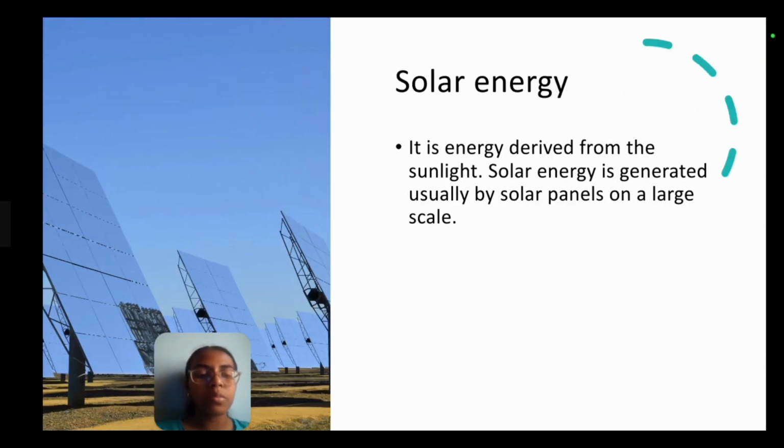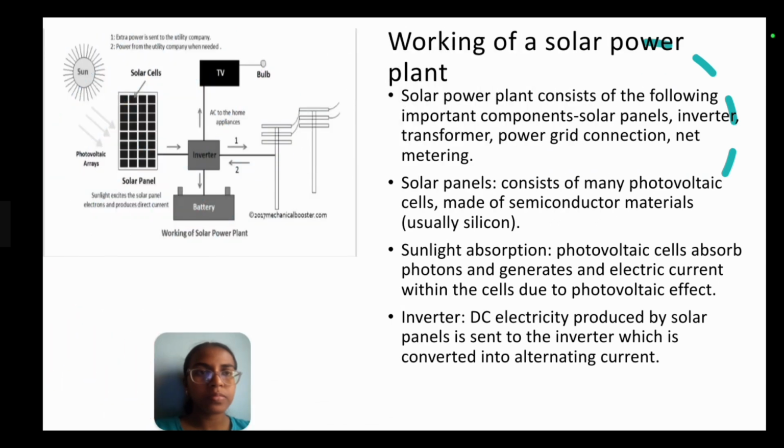Now let us talk about solar energy. Solar energy is the energy derived from the sunlight. It is generated by solar panels on a large scale. Let us look at the working of a solar power plant. A solar power plant consists of the following important components: solar panels, inverter, transformer, power grid connection, and net metering.